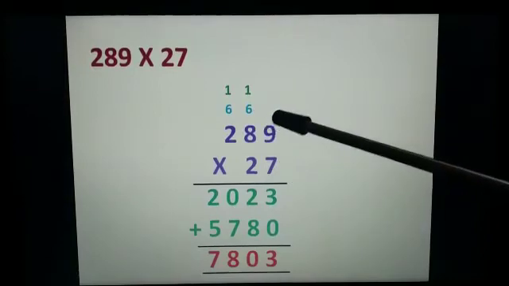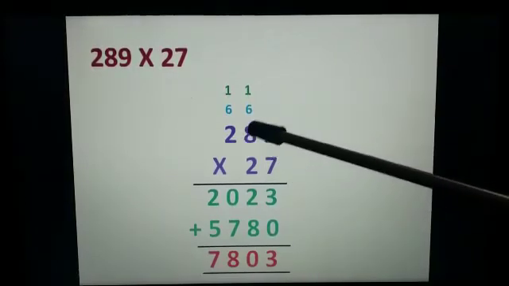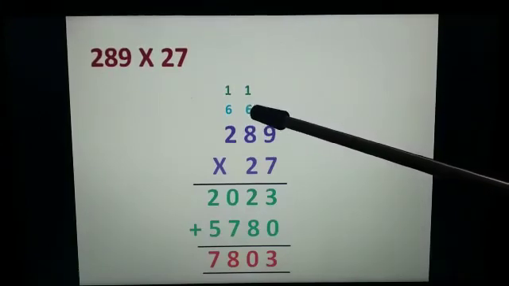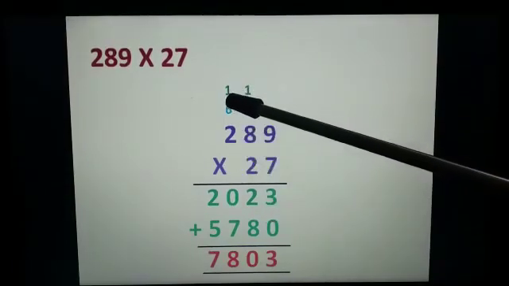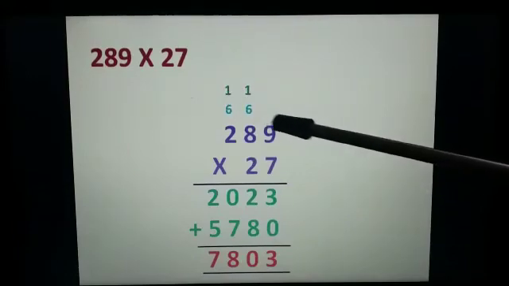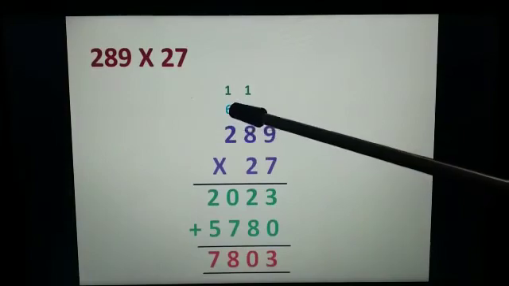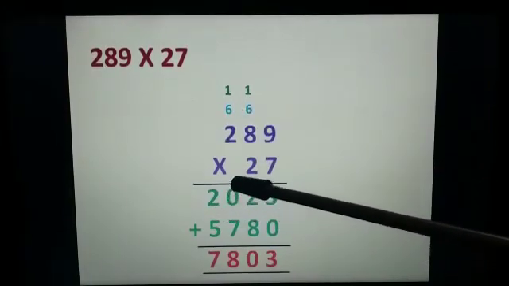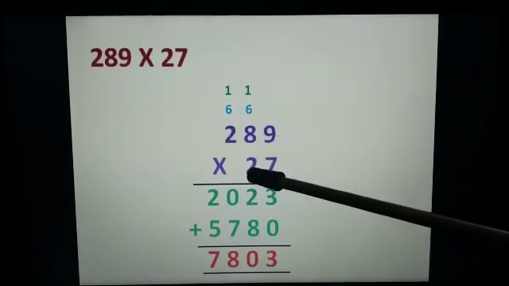Now 7 eights are 56. 56 and 6 is equal to 62. So 2 will be here and 6 will be carried over to the hundreds place. Now 7 twos are 14. 14 and 6, 20. Now we will multiply this number by 2.